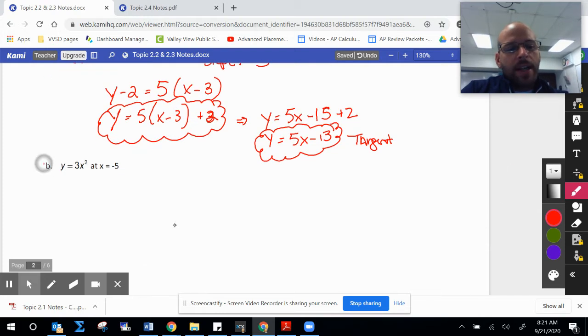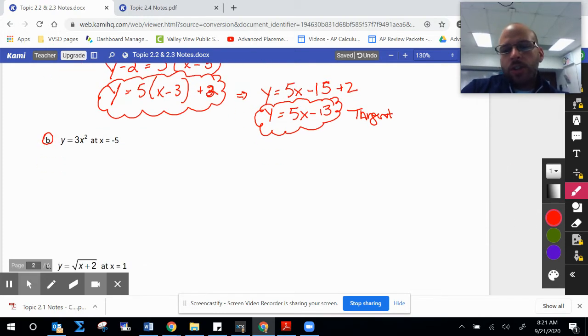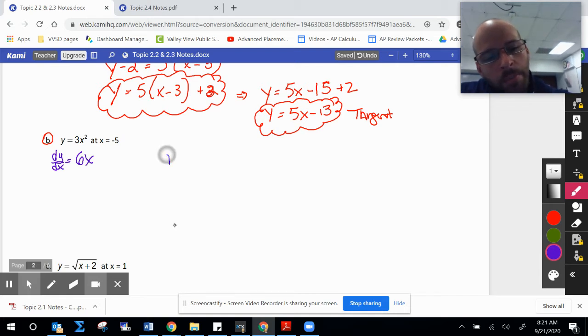But I want to take a look at part B, okay? So if we do this one, now we found earlier dy dx, right? The derivative was 6x. We did that in example 1. So you can look at your paper. We did that in example 1. So my point is at negative 5 comma.